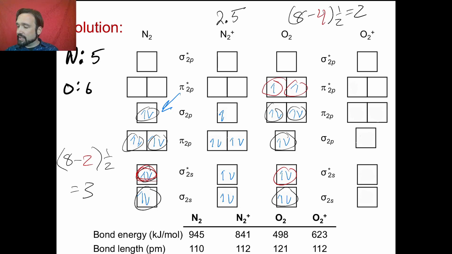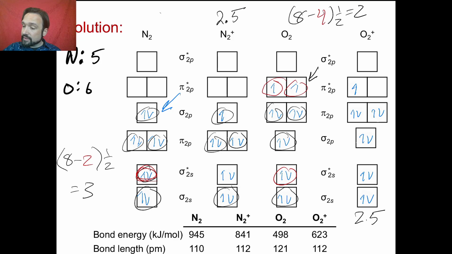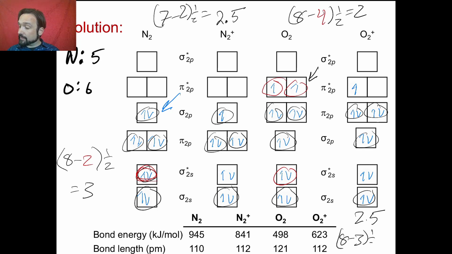In contrast, oxygen is going to lose which electron? It's going to lose one of these pi star 2p electrons. So it's going to have one fewer antibonding electron. We fill all these in like so. So it's going to also have a bond order of 2.5. All right. In nitrogen, we have 2, 4, 6, 7 minus 2 gives us 2.5. Whereas for oxygen, we've got 2, 4, 6, 8 minus 3 times 1/2, getting us to the same overall bond order of 2.5.